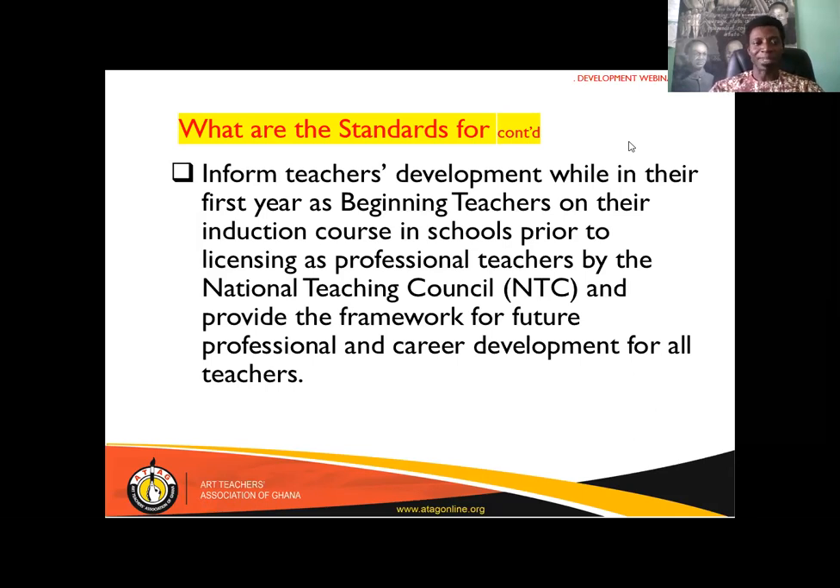And per the 2008 Act of Ghana, it established the National Teaching Council. The National Teaching Council becomes a regulator of all teachers, and this led to the development of the teaching standards.